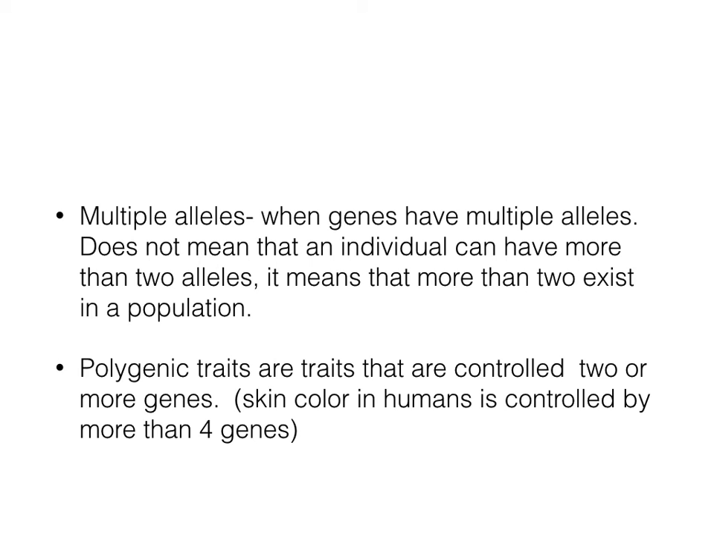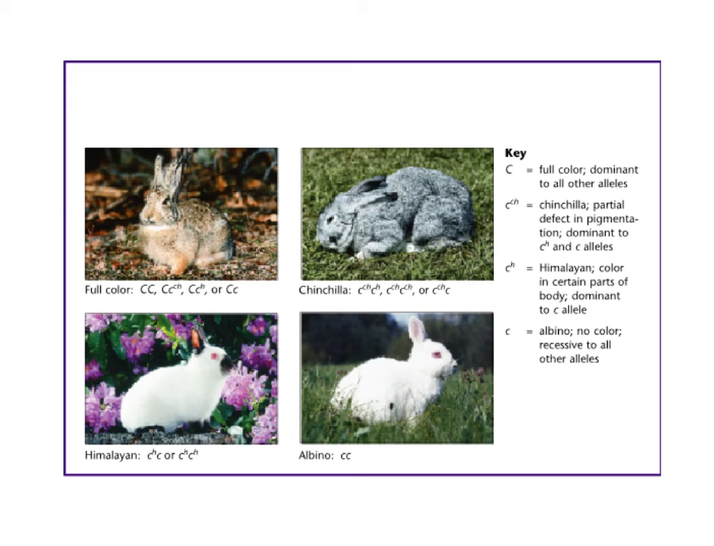So multiple alleles is exemplified by this next picture with the rabbits. If we take a look right here, there are four different types of alleles that can be combined, each with a different level of dominance. So you have the full color, the big C, is dominant to the little c^ch, the chinchilla, which is dominant to the little c^h, the Himalayan, which is dominant to the little c, the fully recessive albino. So if we look right here, we do have four different types of alleles, but each individual still has two alleles. Okay, so there's four different possibilities in the environment.